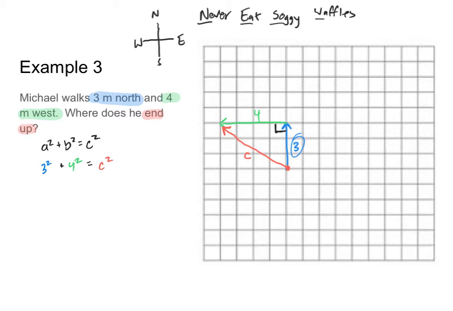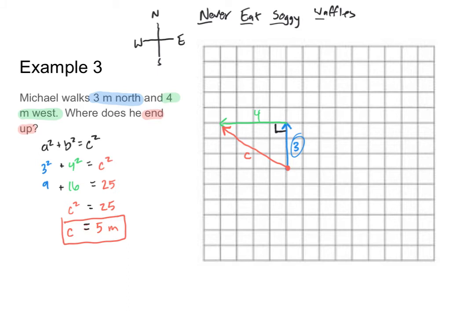So let's do the math. 3 squared is 9. 4 squared is 16. 9 plus 16 is equal to 25. So c squared is equal to 25, which means that c, again, our displacement from our initial position, is equal to 5 meters. And so that is how far Michael is from his initial position.